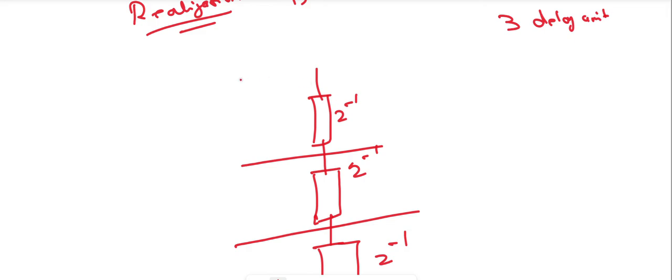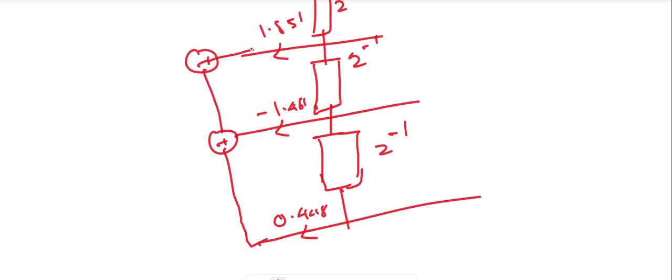So what are the coefficients? The pole coefficients are 1, the other one is 1.851, the other one is minus 1.461, then the last one is 0.4484. So this is the realization part of direct form 2.